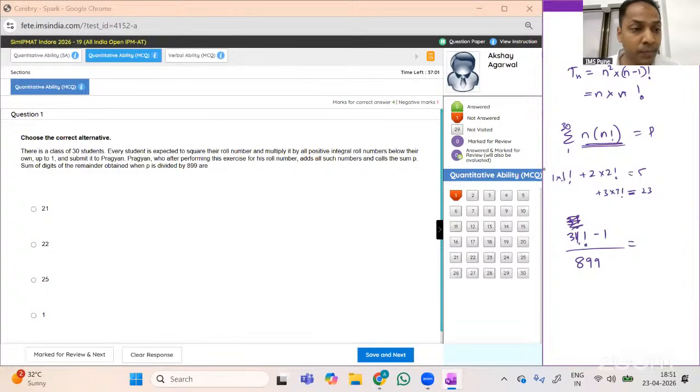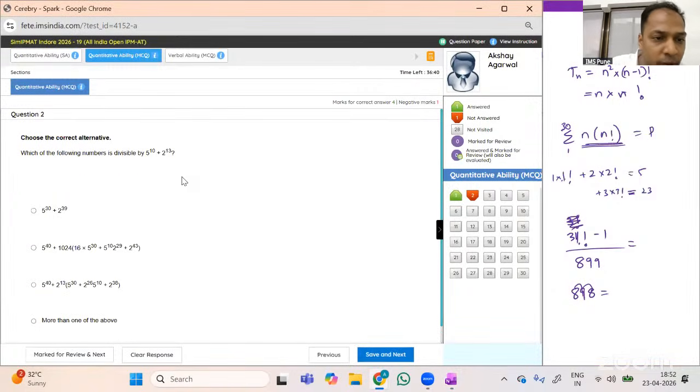And call the sum P, the sum of the digits of the remainder. Okay. So the remainder is 898. And 898, 8 plus 9 is 17, 17 plus 8 is 25. 25 divided by 899, the remainder is 25. Thank God. Otherwise, I would have been so disappointed.